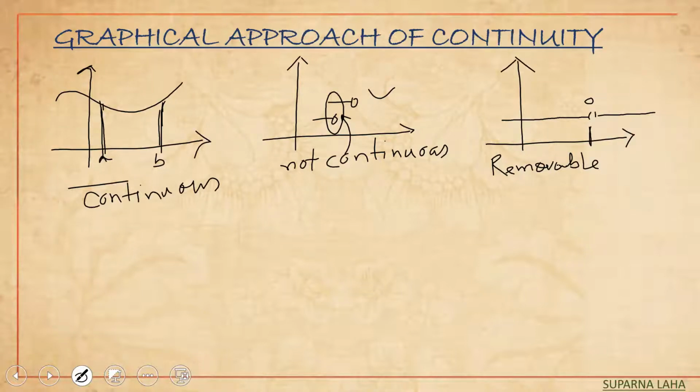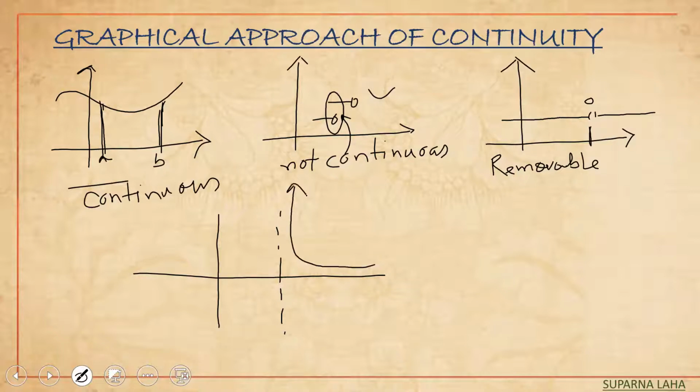Now if the graph looks like that, now here look, for the positive values of x it is moving upwards, and for the negative values of x downwards. Now I can't define the function at that point. So this type of discontinuity is known as infinite discontinuity.